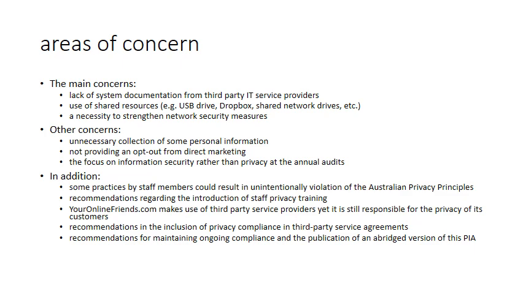They didn't provide any opt-out from direct marketing, and the focus was on information security rather than privacy at the annual audits. So the organisation did an annual audit on security, but they didn't consider the privacy issues, which would come out through privacy impact assessments. So they strengthened their firewalls, they strengthened their ability to detect unusual behaviour, but they didn't look at, well, what is it we're collecting, and can we de-identify this to reduce the risk of people's identity becoming available on the web.